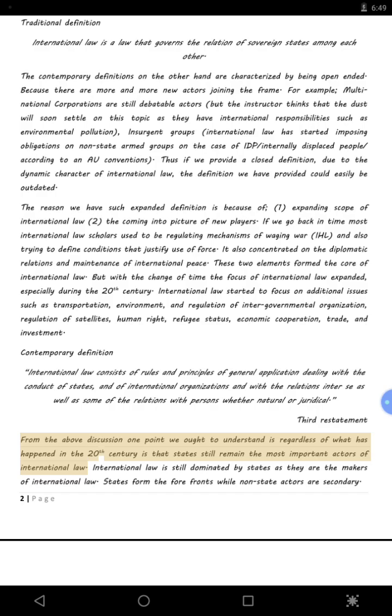From the above discussion, one point we ought to understand is, regardless of what has happened in the 20th century, that states still remain the most important actors of international law. International law is still dominated by states as they are the makers of international law. States form the forefront while non-state actors are secondary.